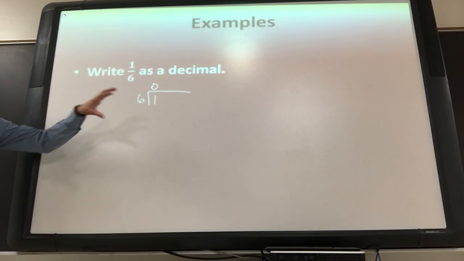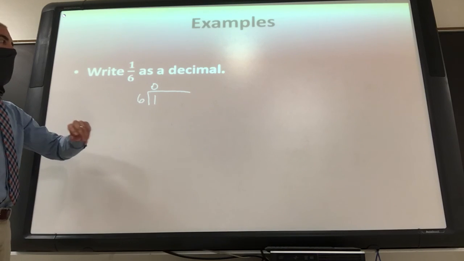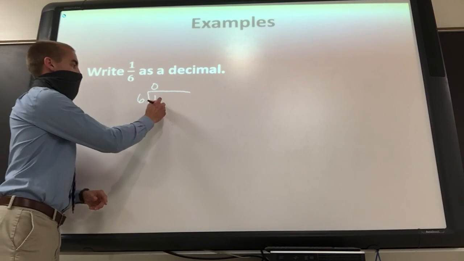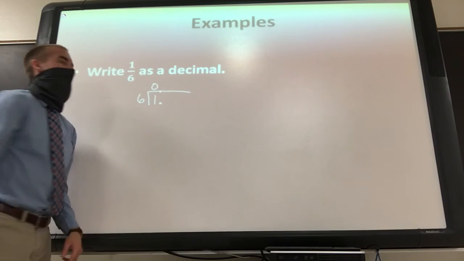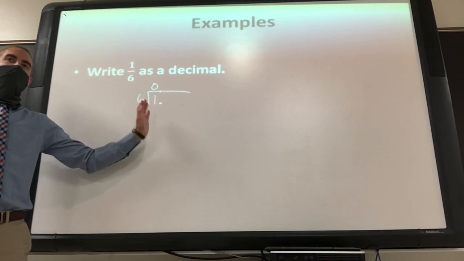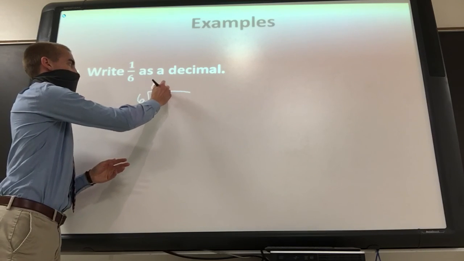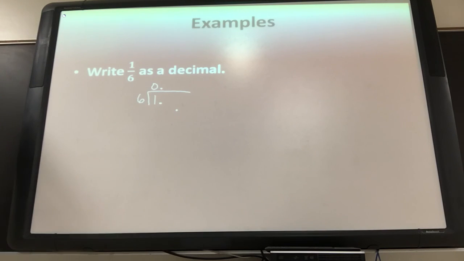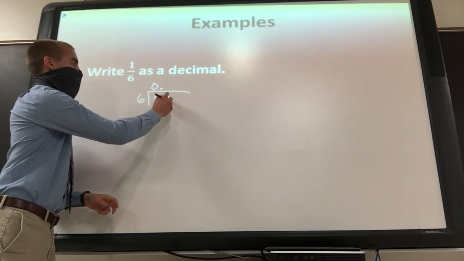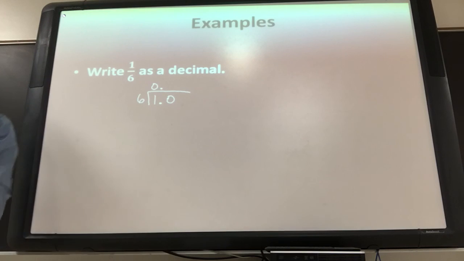Okay, since we can't do 6 into 1, we're going to put a decimal point after this 1. And if we put the decimal point after the 1, we're going to have to bring it straight up to the top in our answer as well. And we're going to add a 0 after that decimal point. So it's 1.0.